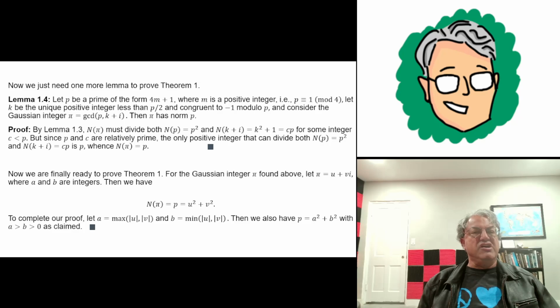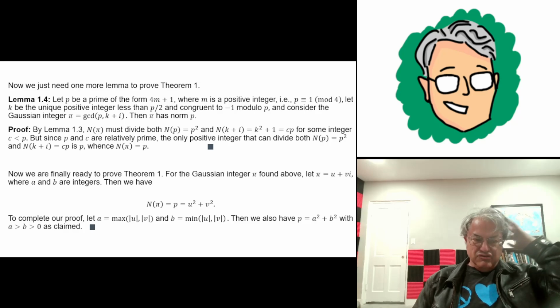So we can apply the Euclidean algorithm to compute the GCD of p and k plus i, because those are both Gaussian integers. And now I'm claiming that this GCD, which I'm calling pi here, and the reason I'm calling it pi, I don't explain it here, is because it turns out it's going to be a Gaussian prime. I'm not going to prove that today. But we're going to get a Gaussian integer called pi whose norm is equal to p. And that's a very useful result. And we'll be almost done once we see this. This is pretty easy to prove too.